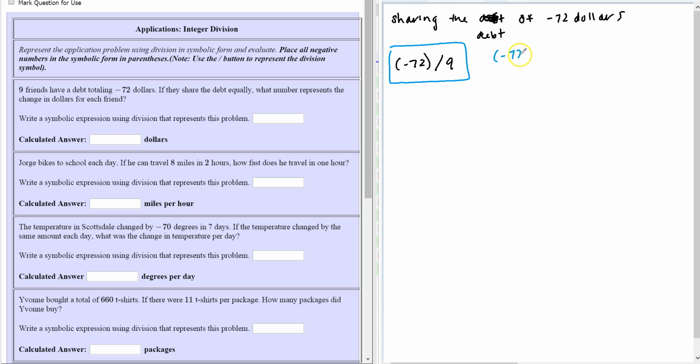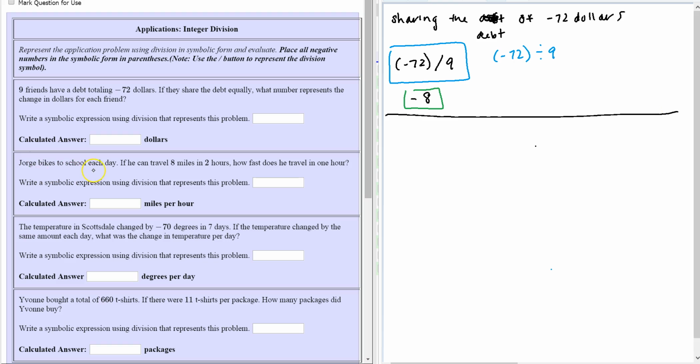Another way to think of this expression is like this. You should be able to use and understand both of these representations of division. Now we need to calculate our answer. 72 divided by 9, we know that's 8. And a negative divided by a positive is negative. This makes sense because the change in dollars for each friend is negative $8. They're each going to have $8 less after they pay this debt. Let's look at the next one.